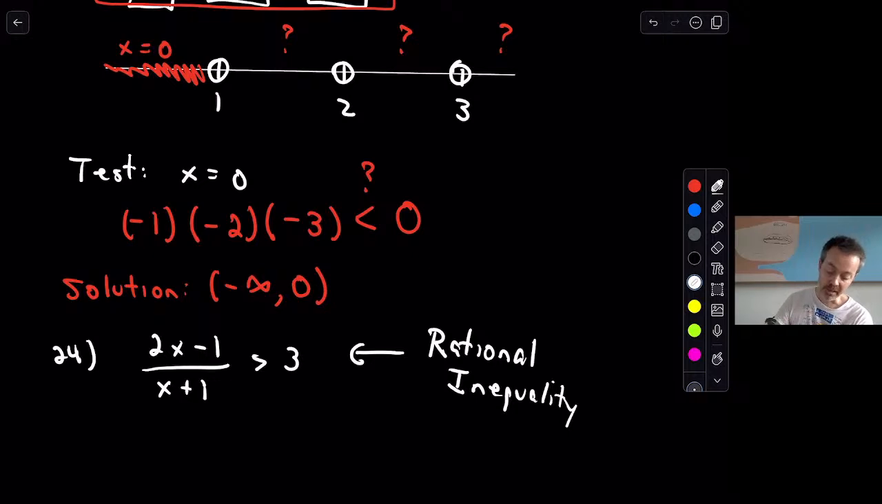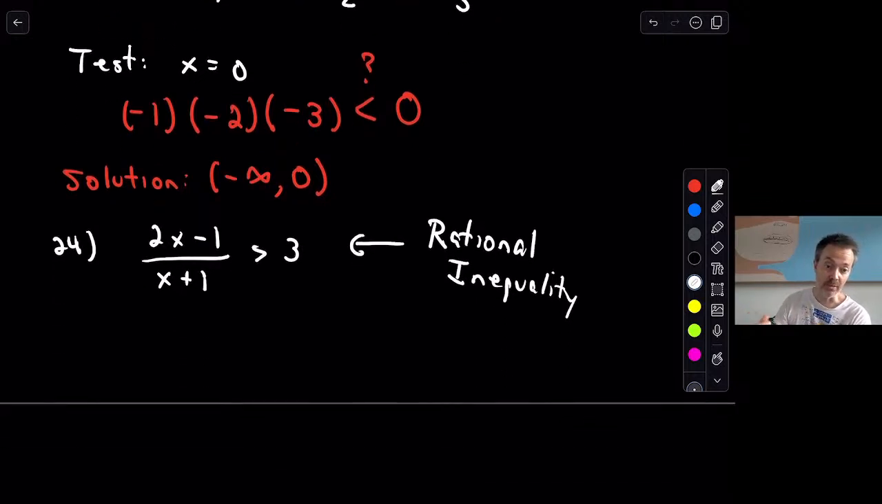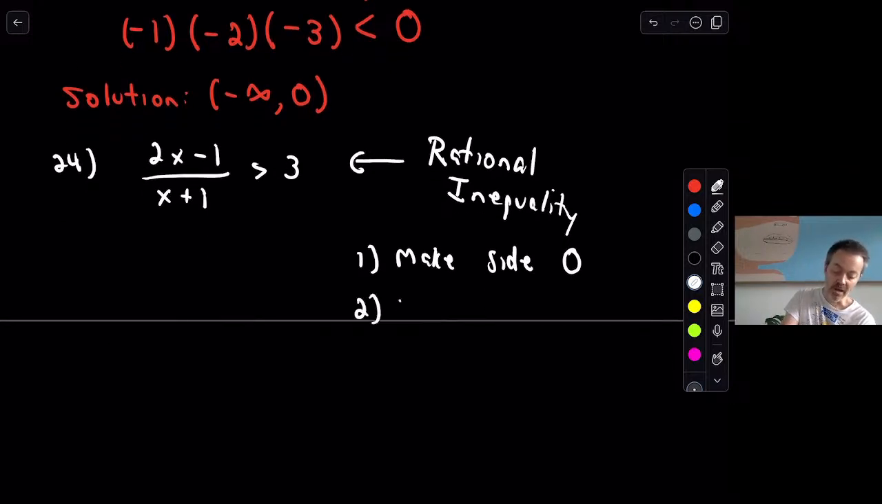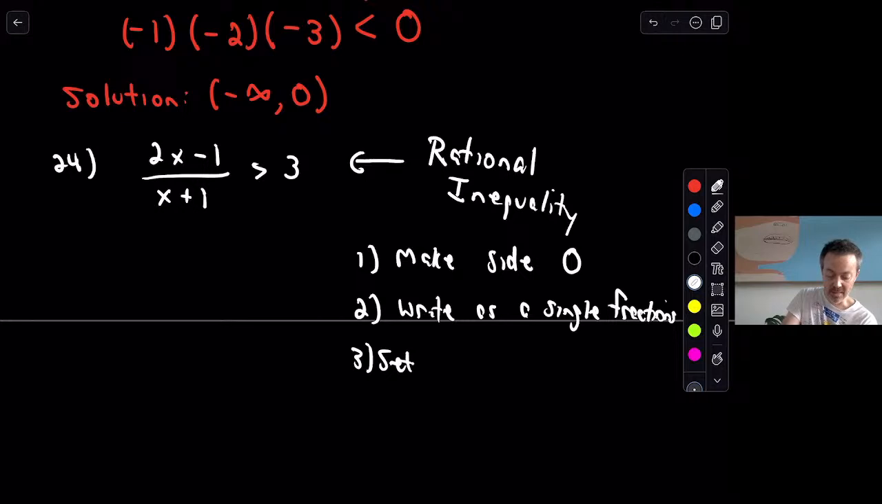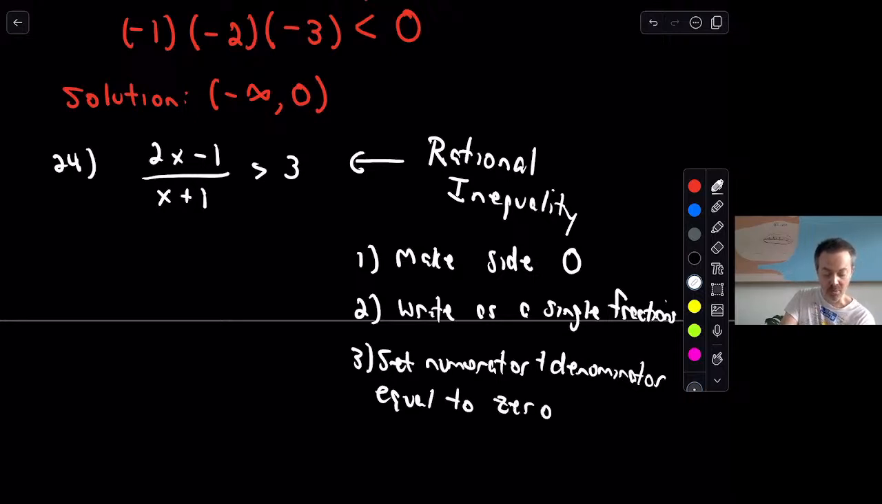So for these, typically what I do, same thing: I make one side equal to 0. So this is going to be my recipe. Make one side 0, write as a single fraction. I'm going to do that by getting common denominators. And then we'll set both the numerator and the denominator equal to 0.